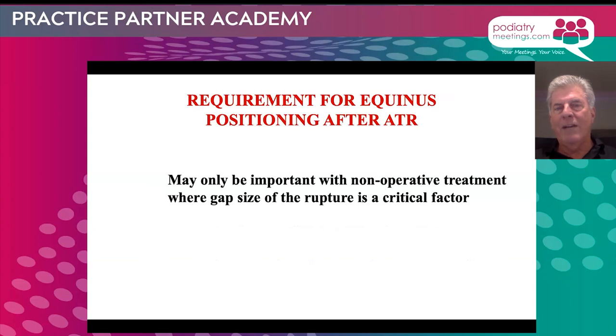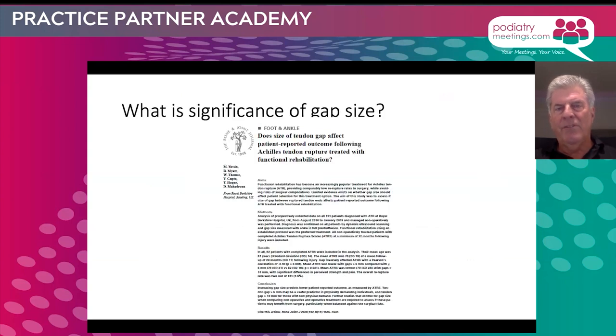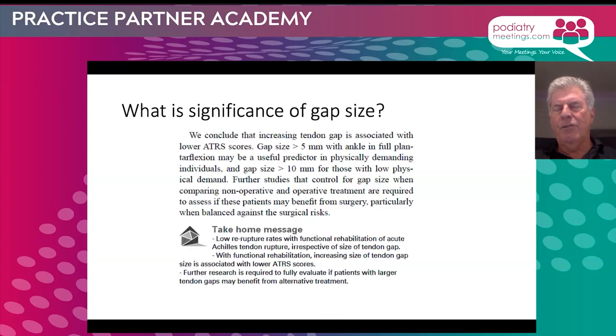Finally, the equinus positioning of the foot after an Achilles tendon rupture really may be important only in those patients being treated non-operatively, because gap size of the rupture is a critical factor when you're not going to surgically sew those 2 ends of the tendon together. This study was a prospective study of patients who received surgery in one group and functional rehabilitation or non-surgical intervention in another group. They compared the surgical patients to the patients treated non-surgically.